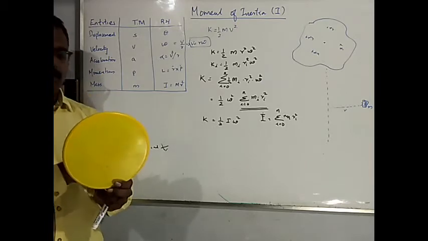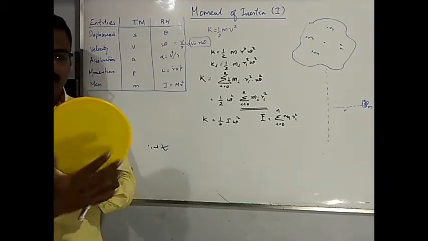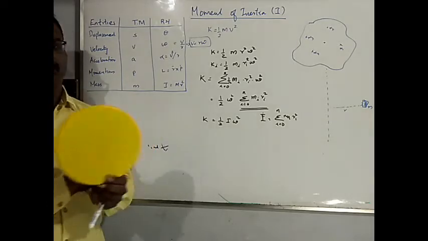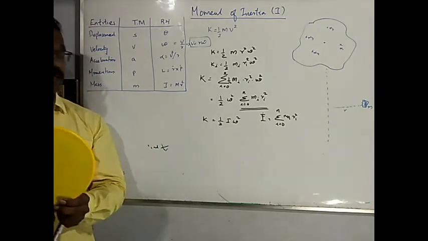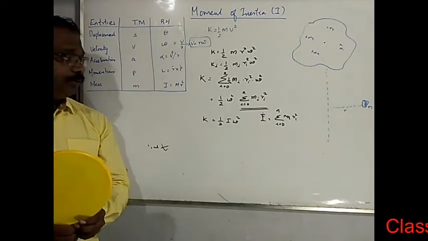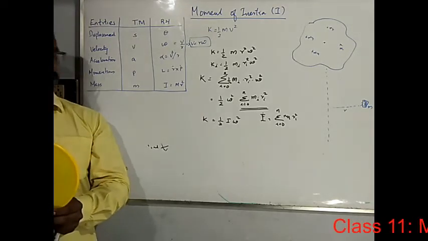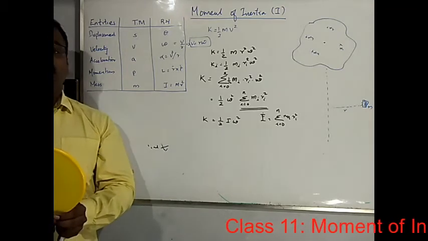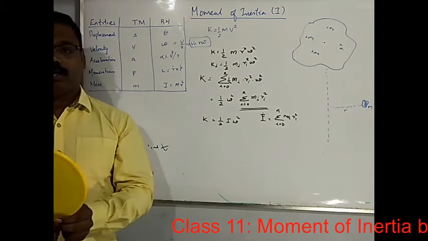So the kinetic energy is the sum of the kinetic energies of all the points. This is the equation for that, and hence we can derive the equation for I. What is I equal to? I is equal to the summation from i equal to 0 to n of m i r i square.